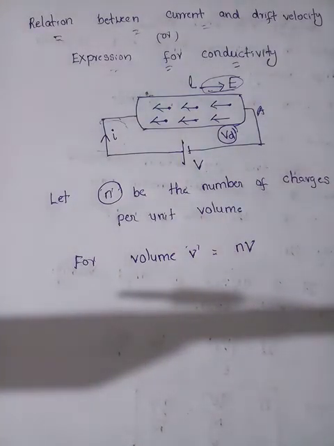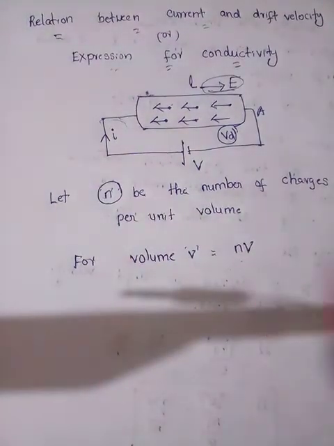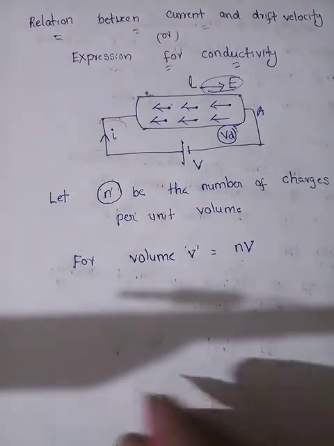If it is 2 meter cube, 20. 3 meter cube, 30. So like this, per unit volume I consider small n, for a total volume n into V. Now I want to calculate current, right? So I want to calculate current.